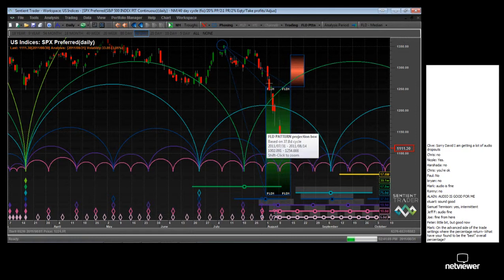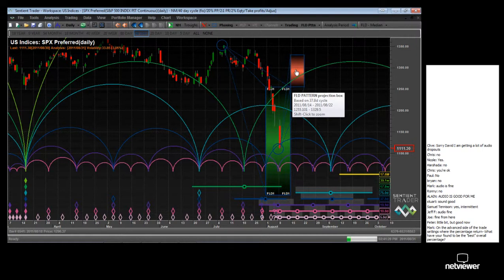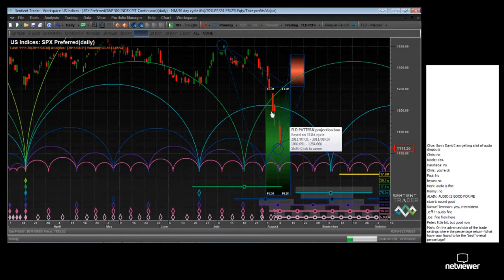If we have a look at our FLD pattern boxes, here we go. You'll see that the software is saying that the price is coming into a 40-day trough over here. It's right bang in the middle of it. It's looking like a perfect projection. And price is going to move up to this point over here, the high 1200s. That move is not very impressive, and the software does not want to trade it.